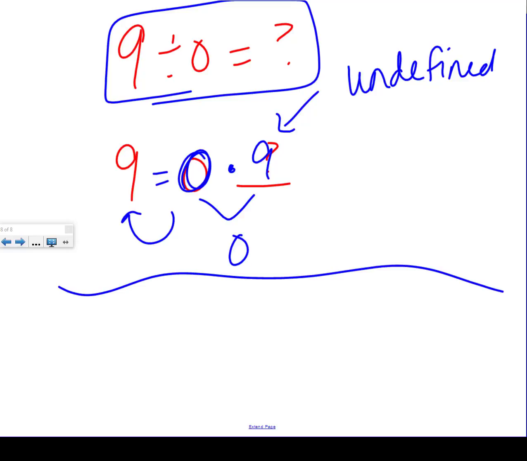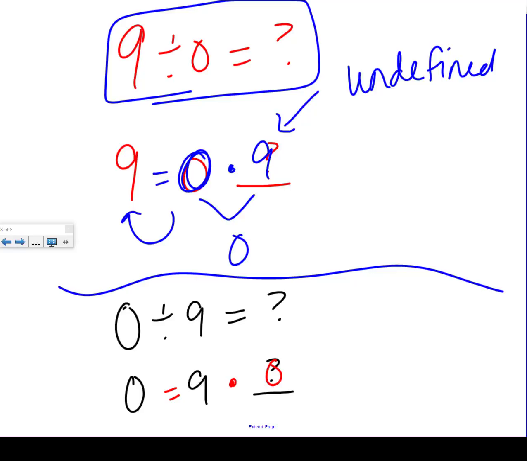Okay, so let's try again. What if I have a problem that is 0 divided by 9? Well, remember, we can keep the same numbers in the same place. I would change this around and put a multiplication sign here, and I could say that 9 times what gives me 0? Well, 9 times 0 gives me 0, so this answer is 0. This one up here did not work that way, so that's why we have an undefined. Okay?